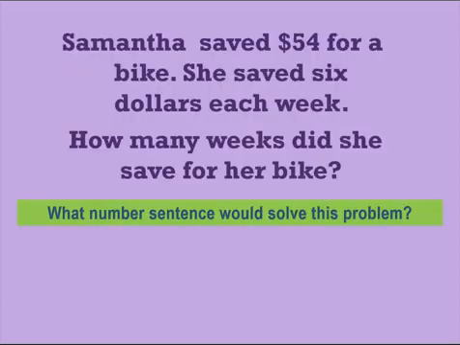You know what you have to do. Write this number sentence in your notebook and call it out for me. Let me hear it. Good job. 54 divided by 6 equals 9. $54 divided by the $6 for each week. Then we found our quotient of 9 weeks.